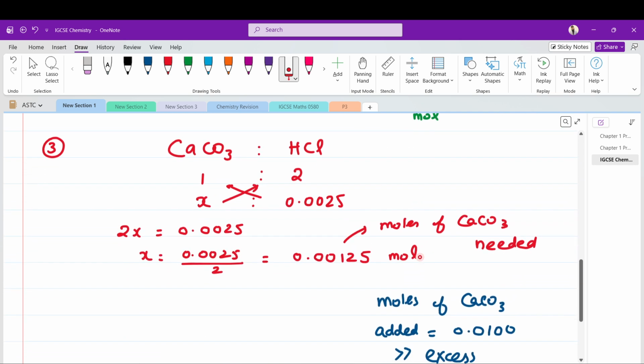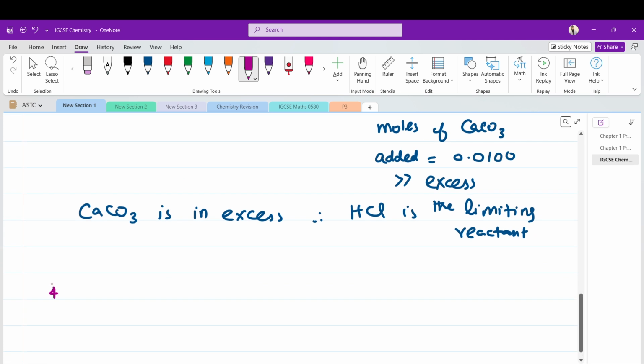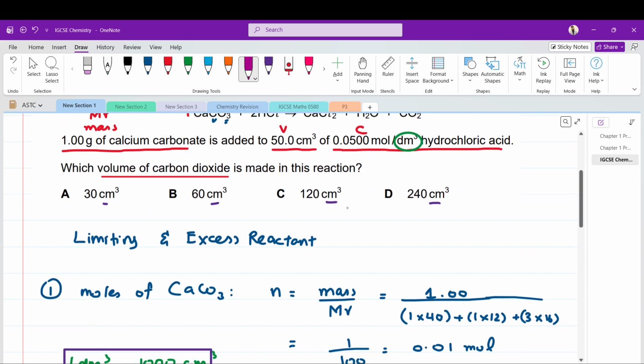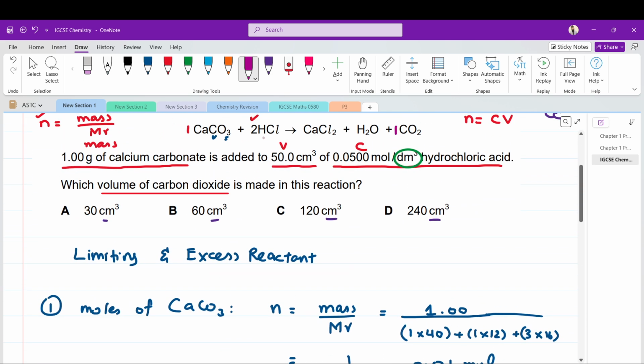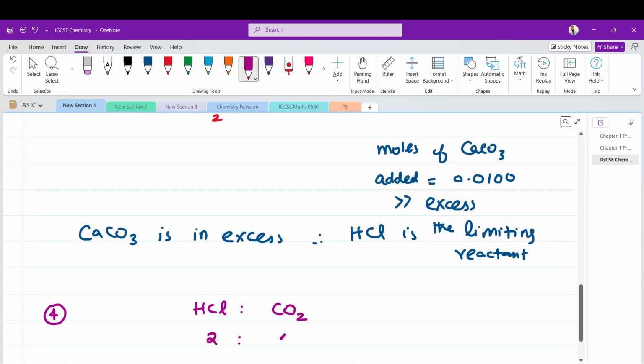Now that we have established that HCl is the limiting reactant, I'm going to use the ratio of HCl to find out the moles of carbon dioxide. So here we had 2. What do we have on CO2? We have 1 over here. So this is a 2 to 1 ratio.